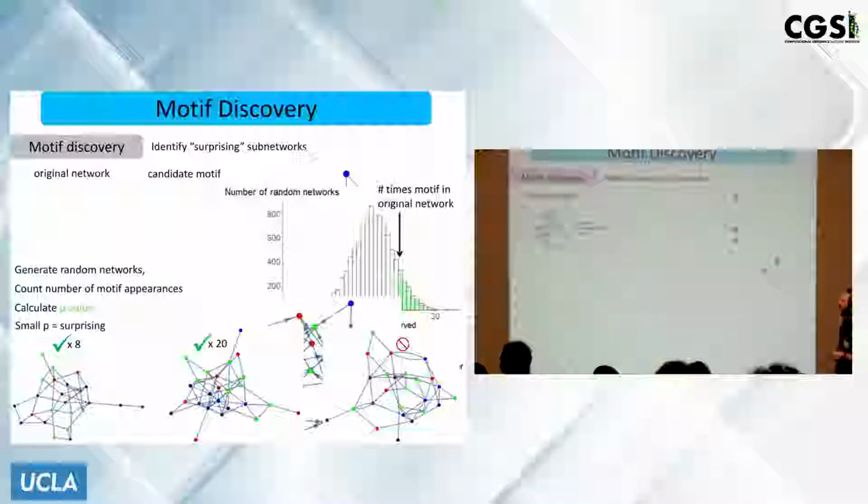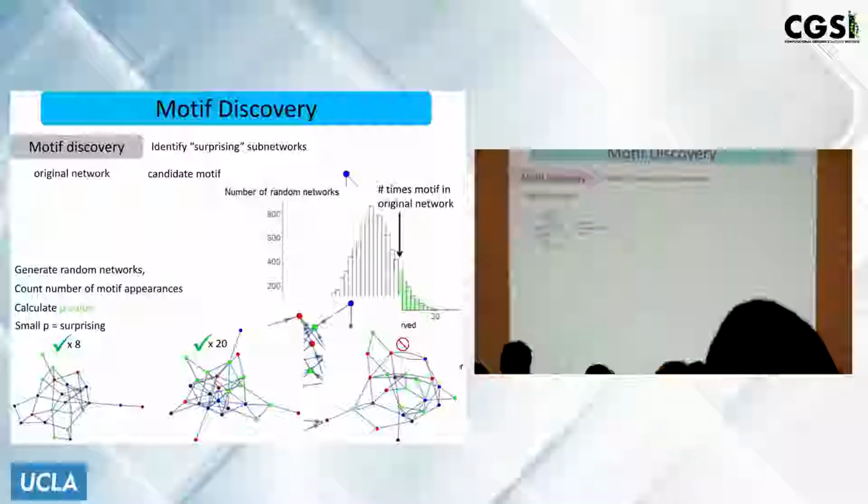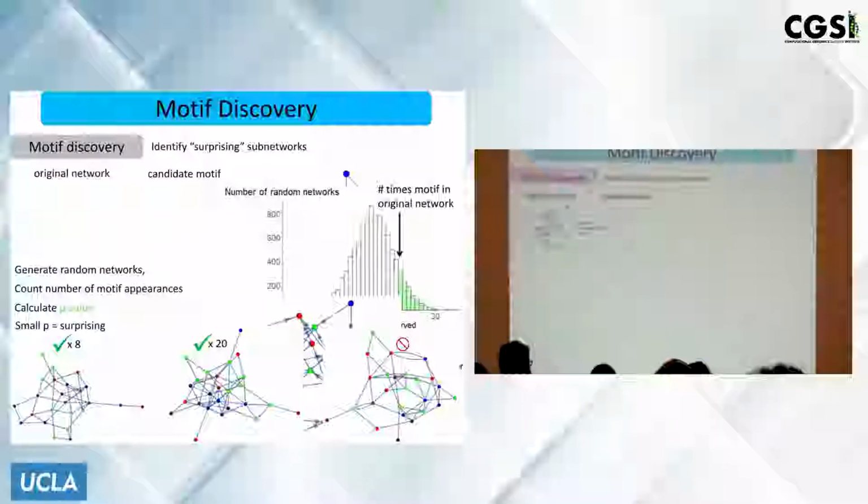So identifying these surprising subnetworks. Let's go ahead and stick this guy off to the side and stick this motif over here. I'm going to call it a candidate motif because I don't know if it's biologically interesting or not quite yet. So how do I assess if it's biologically interesting?